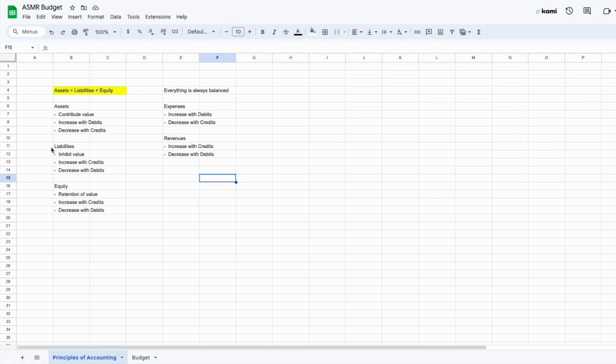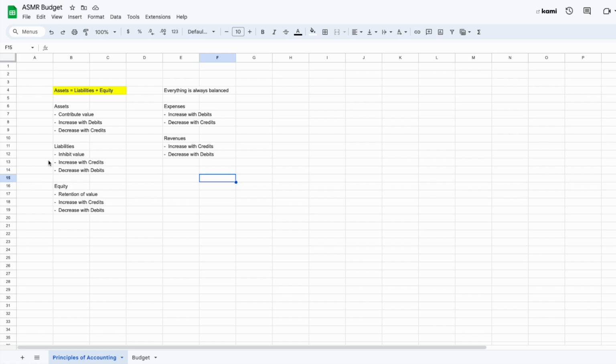Next are liabilities. You can think of liabilities as something that inhibits value. For example, a credit card or a loan, or if you owe someone money. You can think of it that the money you owe is not an asset because you're planning to get rid of it. So, liabilities will increase with a credit and decrease with a debit.